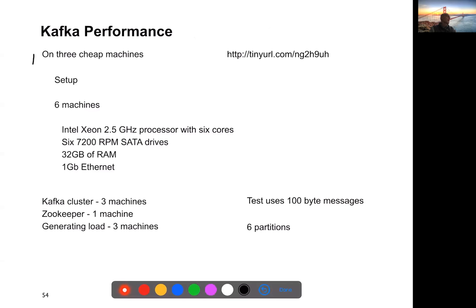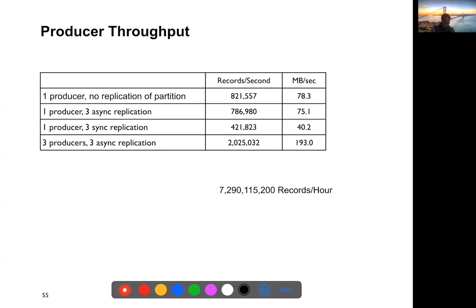So I did a test on Kafka, and they used some old machines that were sitting around. With one producer, they were able to push through 800,000 records per second. With three producers, they were able to produce 2 million records per second to the system. That's very high throughput.